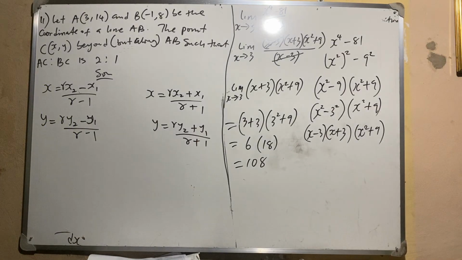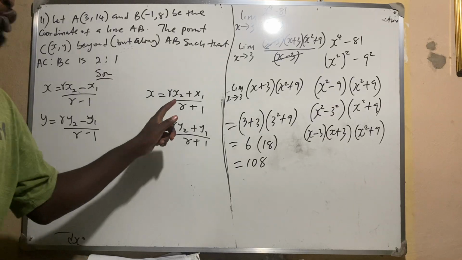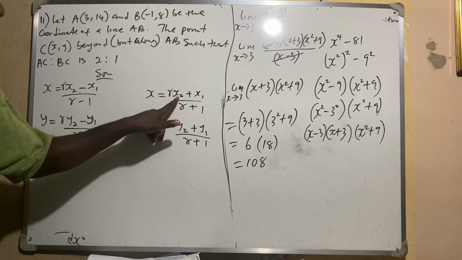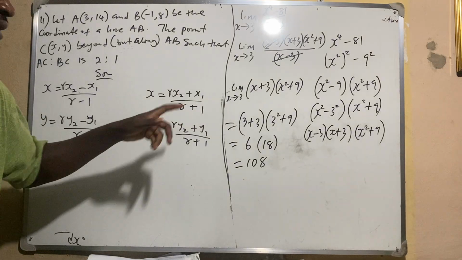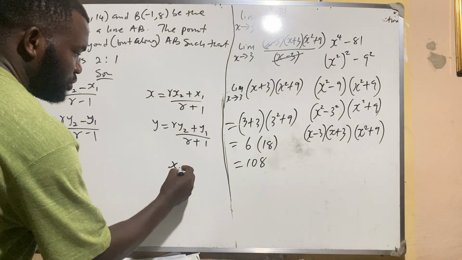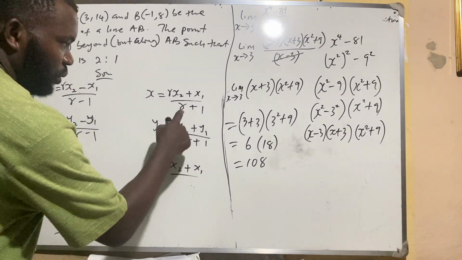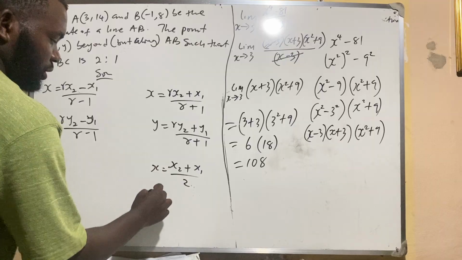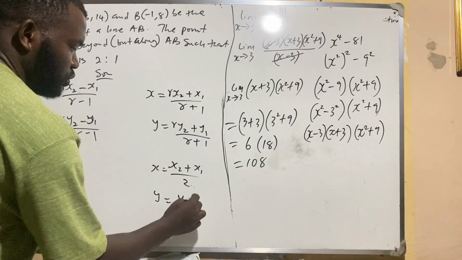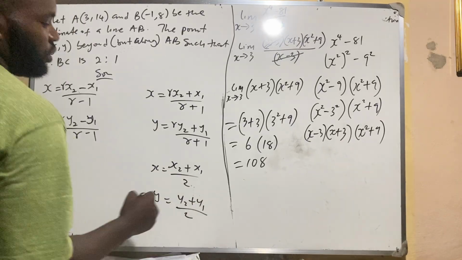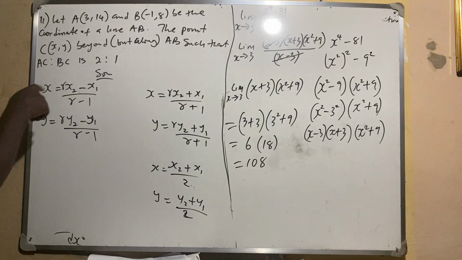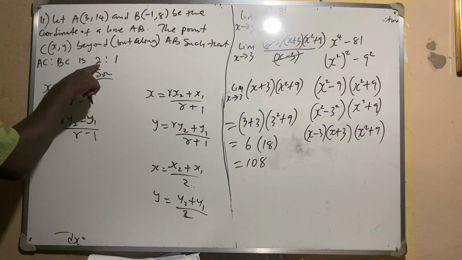Then to get the midpoint, it is an internal division whereby your r is 1. So for midpoint, if you put 1 here, it is the same thing. So the midpoint will be x2 plus x1 all over 1 plus 1, which is 2. To get your y will be y2 plus y1 all over 2. So this one is for the midpoint, to get the middle point. Now this r is the ratio, and the ratio they gave us is 2:1.